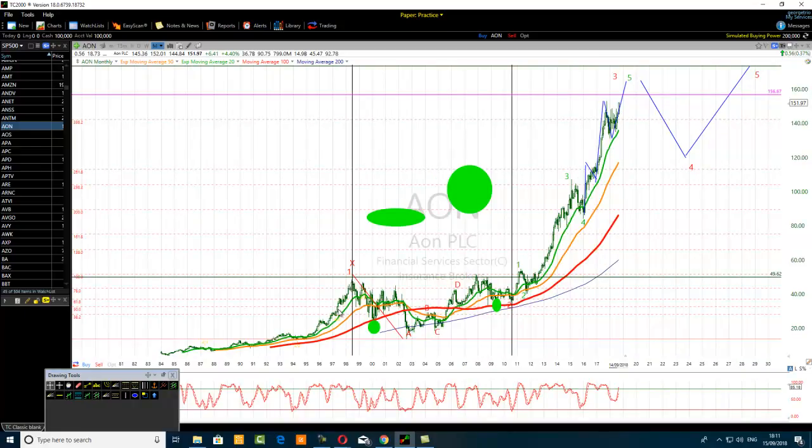So this will conclude our discussion again about what a Fibonacci pattern has got to do with Elliott wave analysis today.